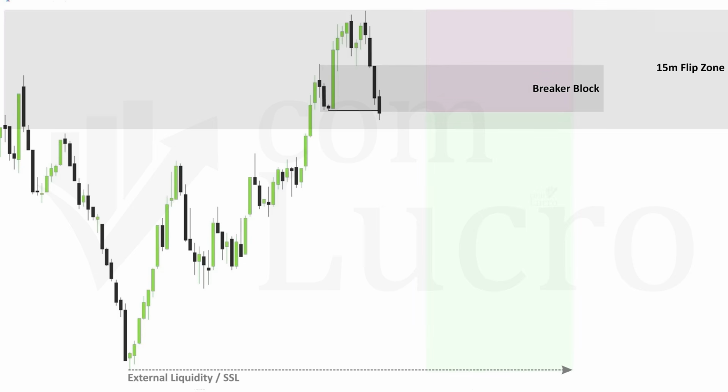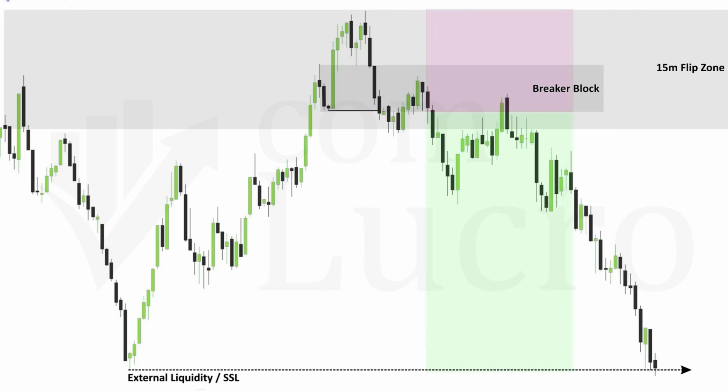Next, I'm placing my entry at the lowest point of the breaker block with my stop loss just a couple of pips above the higher high. For take profit, I'm targeting the sell-side liquidity below this swing low. Now let us see if the trade plays out successfully.